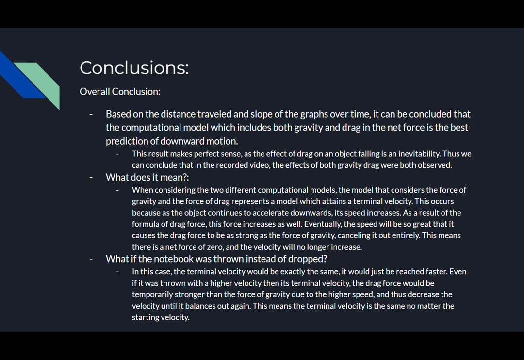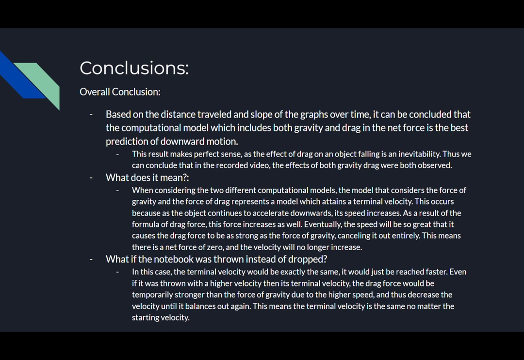Conclusions. Overall conclusions. Based on the distance traveled and the slope of the graphs over time, it can be concluded that the computational model which includes both gravity and drag in the net force is the best prediction of downward motion. This result makes perfect sense, as the effect of drag on an object falling is an inevitability. Thus, we conclude that in the recorded video, the effects of both gravity and drag were observed.